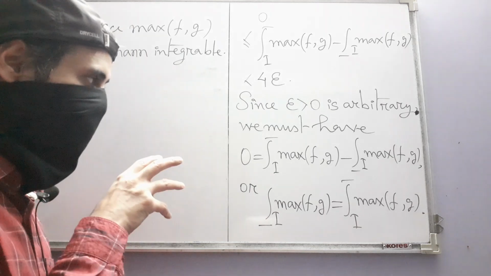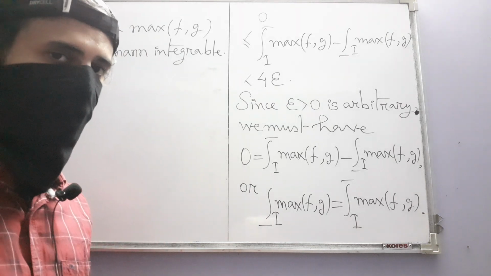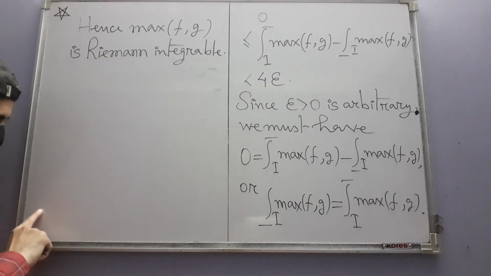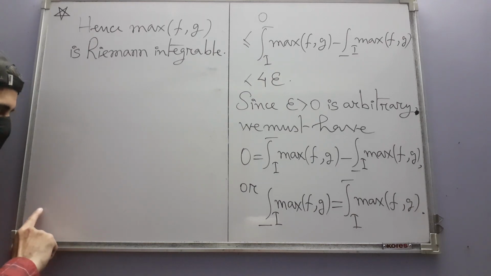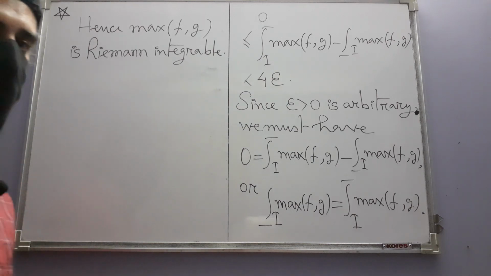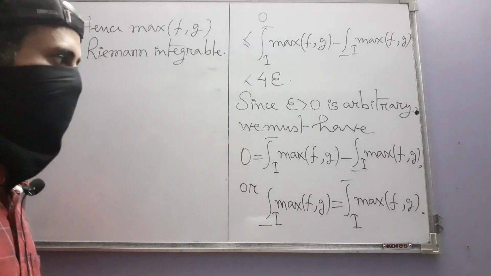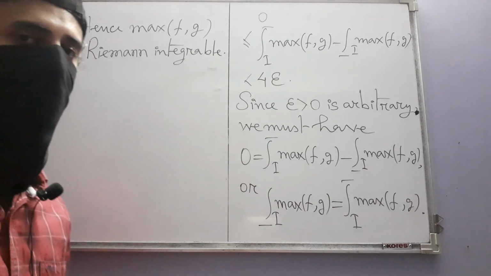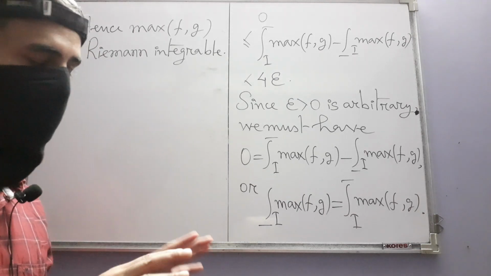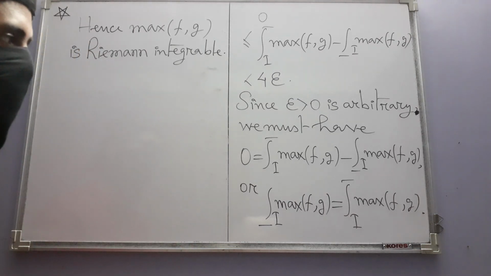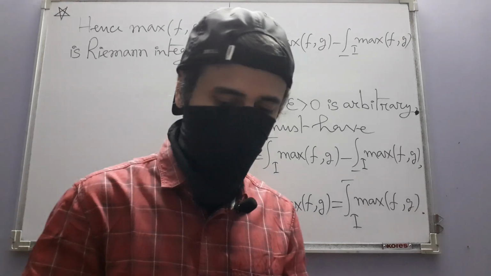That's why you always focus on what you are writing. You saw what I did there. Instead of writing max of f bar and g bar, I simply wrote max of f and g. And that itself just immediately confused me. Okay, so we need to be careful about these things. But anyway, this is the proof.